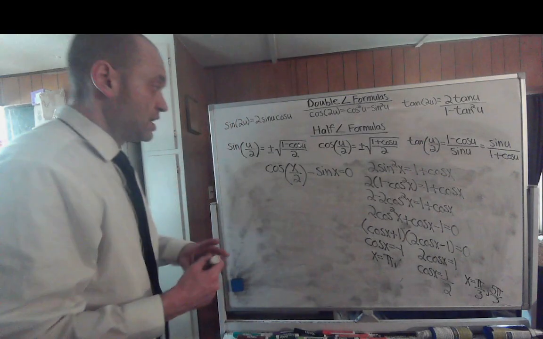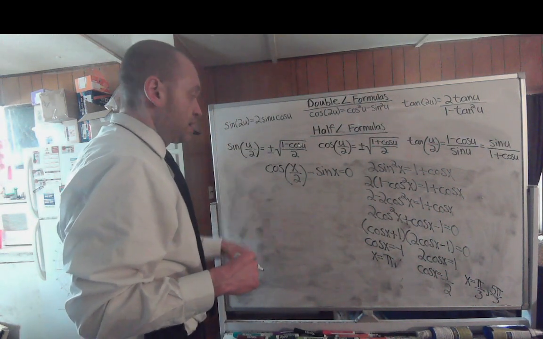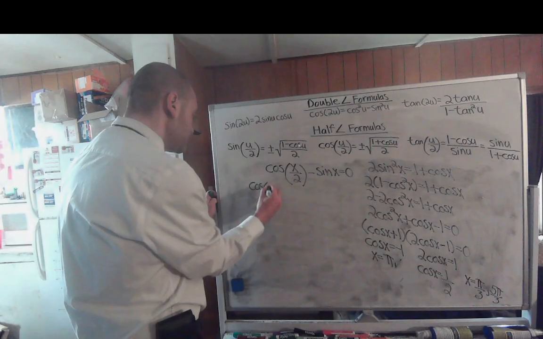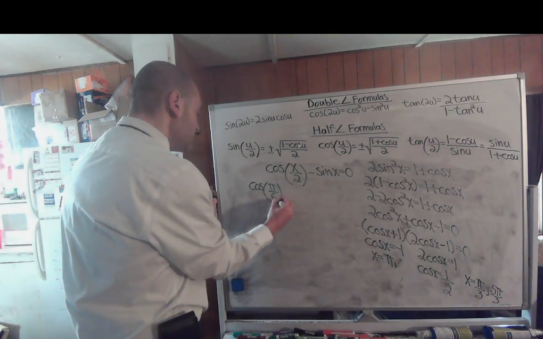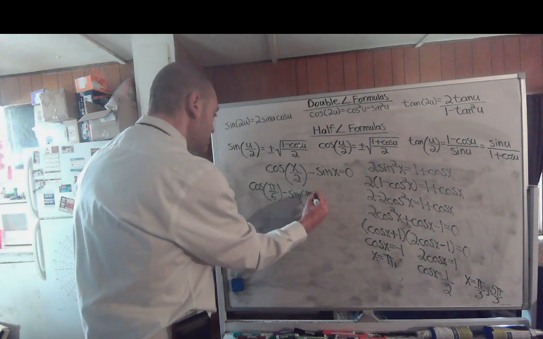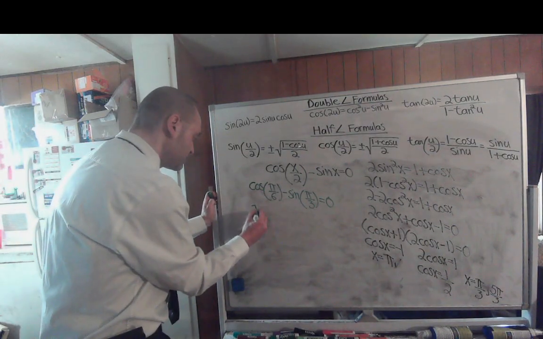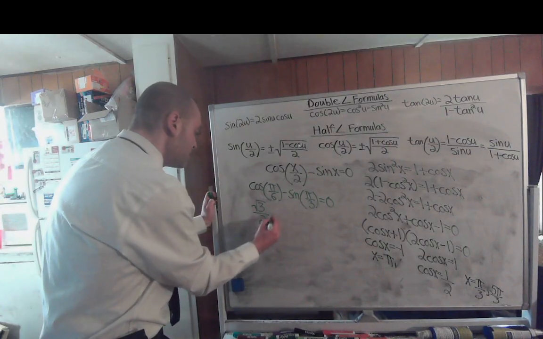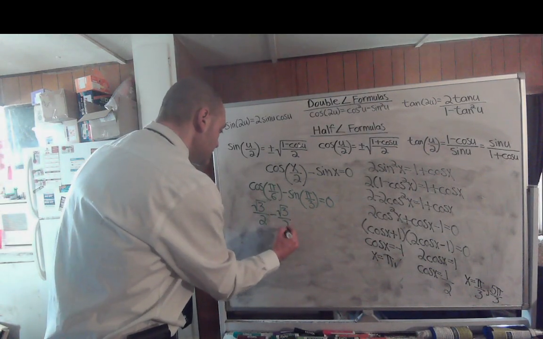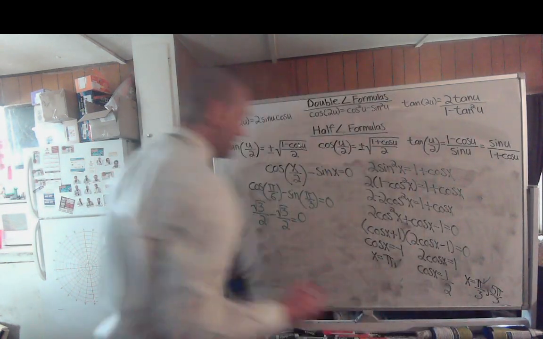So what is the cosine of pi over 3 divided by 2? Well, that actually turns into the cosine of pi over 6, then minus the sine of pi over 3. Set that equal to 0. Okay, so what is the cosine of pi over 6? That's the square root of 3 over 2, minus, what's the sine of pi over 3? That's also the square root of 3 over 2. Set that equal to 0. Well, left side equals 0. You have a true statement for pi over 3.